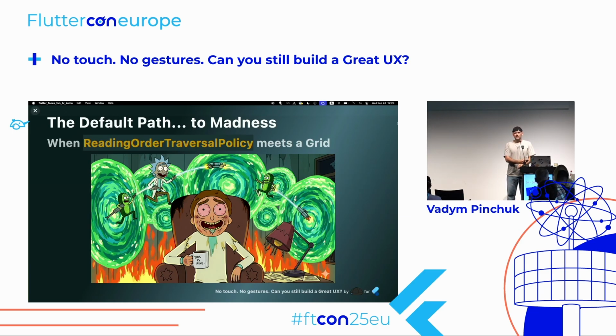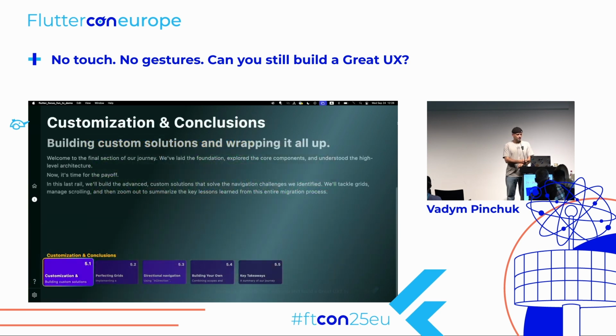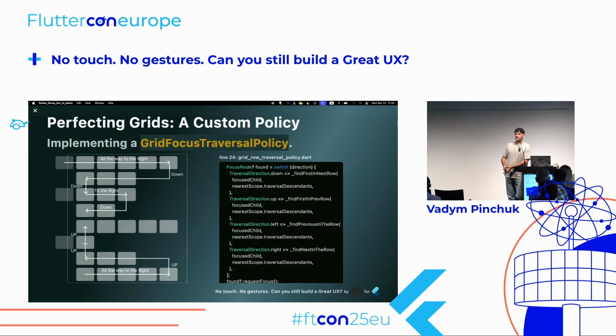So finally, we are coming to the final part, to customization. Because here we have our application, it's focusable, it's traversable, it's navigable, but it's madness, like in the previous image. What should we do? Reading order traversal policy works for simple columns, like for lists, because it's super obvious, or like for one rail, it works. It goes from left to right. For a column, it works from top to bottom. But when we have grids, or when we have a vertical scrollable with lots of horizontal scrollables, it's madness. And that's why we need our own custom policy.